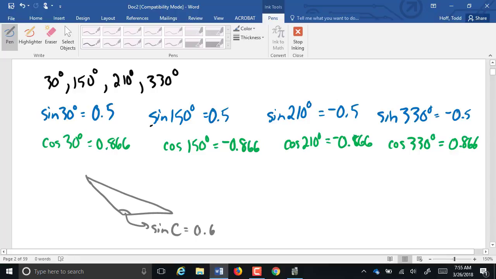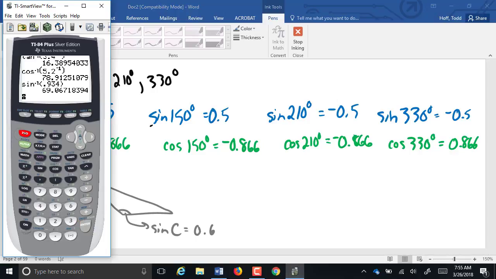Your calculator, when you go to find 0.6, you do the inverse sine. It's going to give you 36.87 degrees. That's obviously not 36 degrees. It's obtuse. So it's going to be 180 minus that answer. 143.13 degrees is what that real angle is. So we're going to look at that a lot more tomorrow.